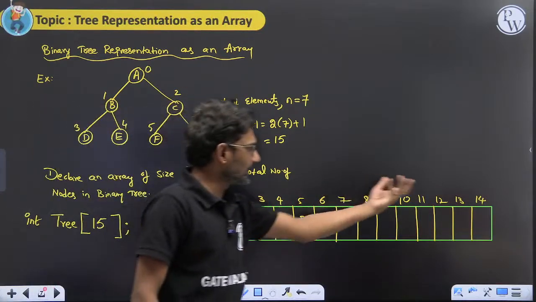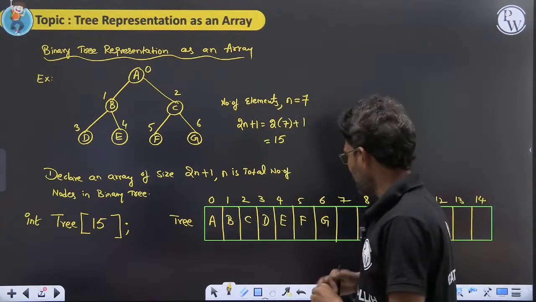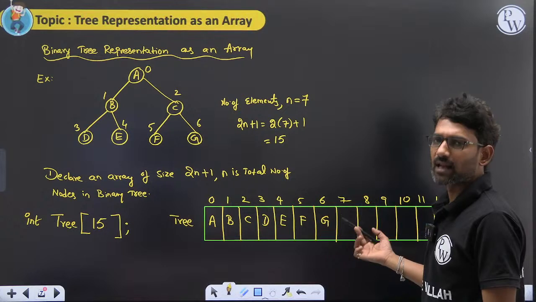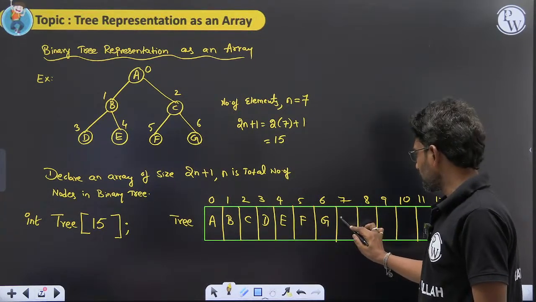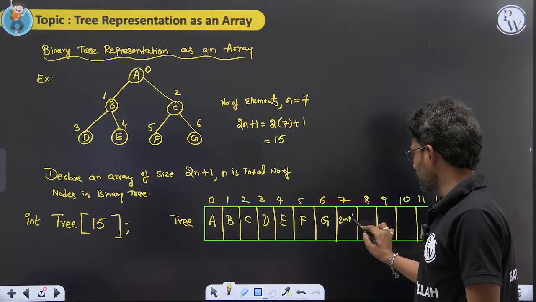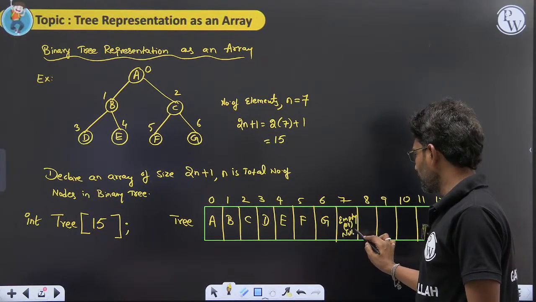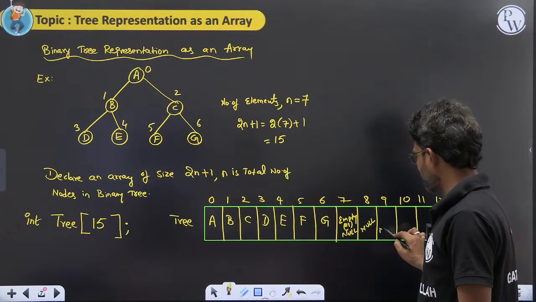Then what about the rest? They are all empty, you can say, or you can say null. You can say empty or null. That is based on our implementation, how we implement, that is purely up to us.